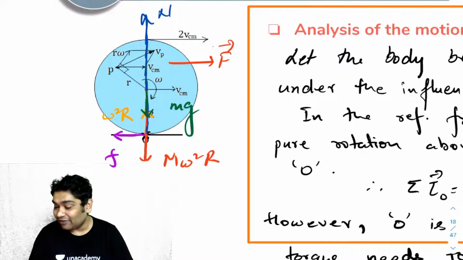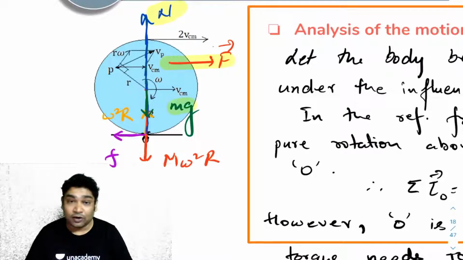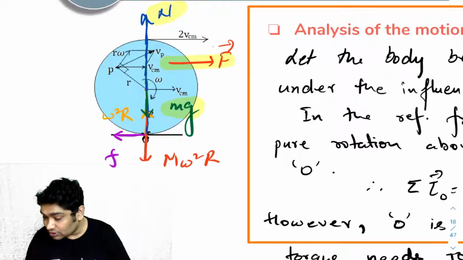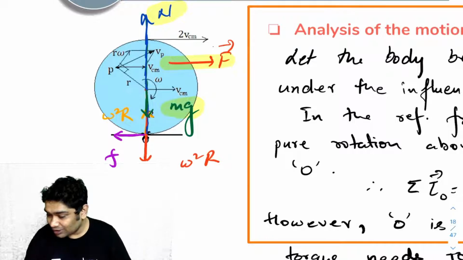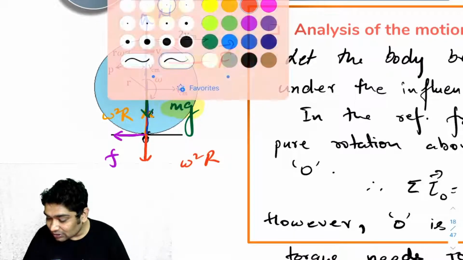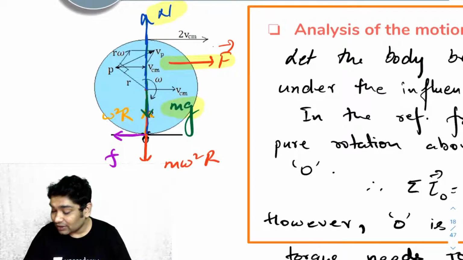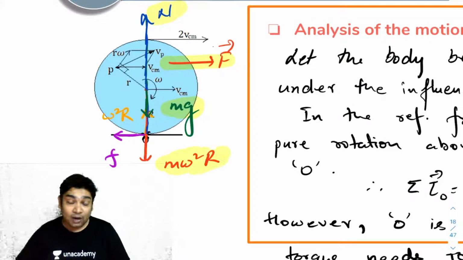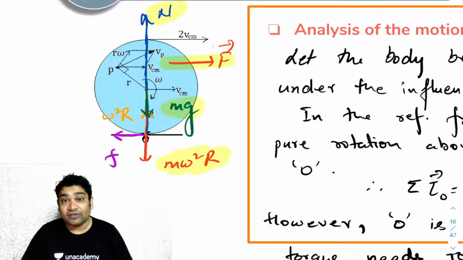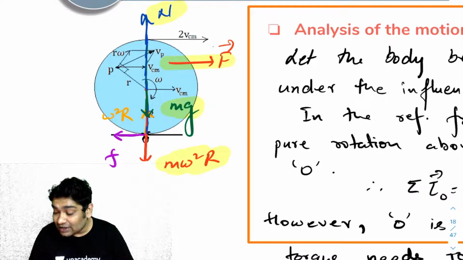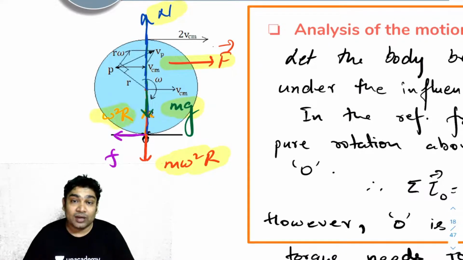So there is this F, which is the external force that was acting. Then there will be the normal reaction from the ground. Then there will be the weight of the body. Let's use small m here also. If I've used small m there, let's stick to the same kind of symbols. And this is the pseudo force acting on the CM in the reference frame of O. Why? Because O itself had an acceleration of omega square r.